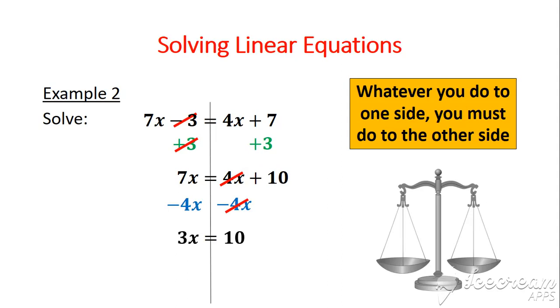Finally, our next step and last step is to divide both sides by 3, as the coefficient is 3. And that cancels the 3 on the left, leaving us 1x. And on the right, we've got to work out what 10 divided by 3 is. Now, it's not a whole number, so we could either write it as a mixed number, which is 3 1/3, or because the standard does not require calculators, you're allowed and welcome to leave it as 10 over 3.